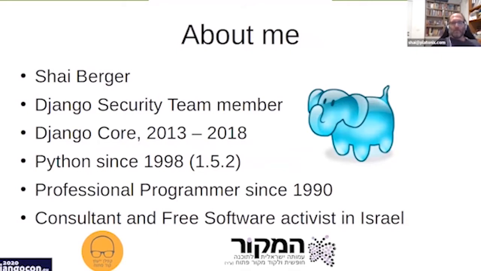My name is Shai Berger. I'm a Django security team member. I used to be a Django core developer for a few years. I've been using Python for more than 20 years, and I've been working as a programmer for 30. Here in Israel, I work at a small company called Kaplan Open Source Consulting. That's the orange logo. And I volunteer at the Israeli Free and Open Source Software Association, Hamakol.